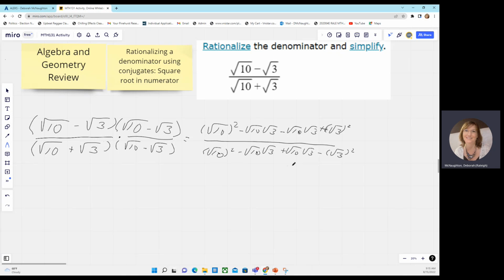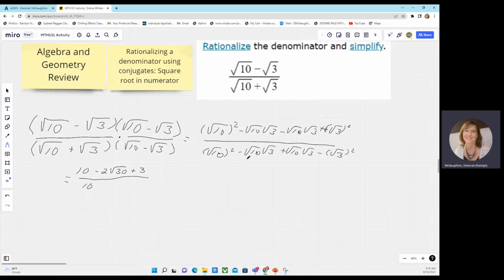Okay, so you notice the reason we do this is these middle terms cancel out. And what I'm left with is the square root of 10 squared is 10. And then I have minus square root of 10 times square root of 3 is square root of 30. So I have 2 of those. So minus 2 square root of 30. And the square root of 3 squared is 3, divided by square root of 10 squared is 10.